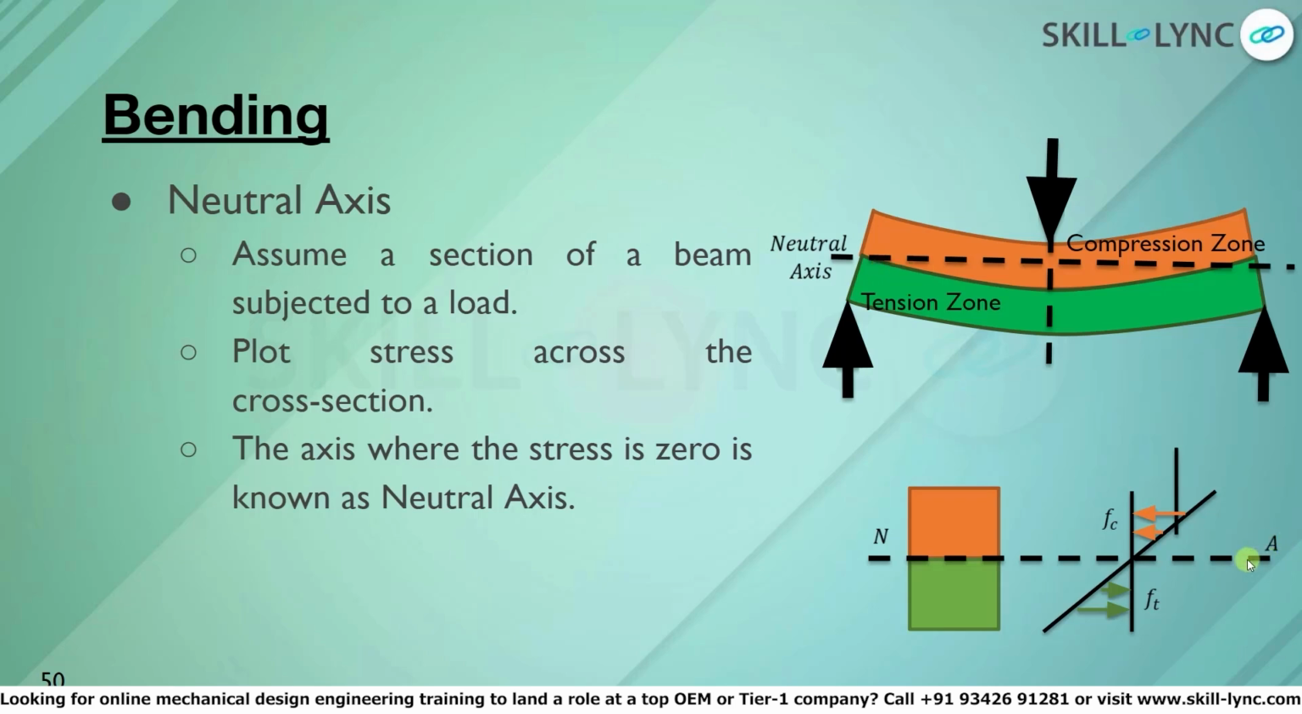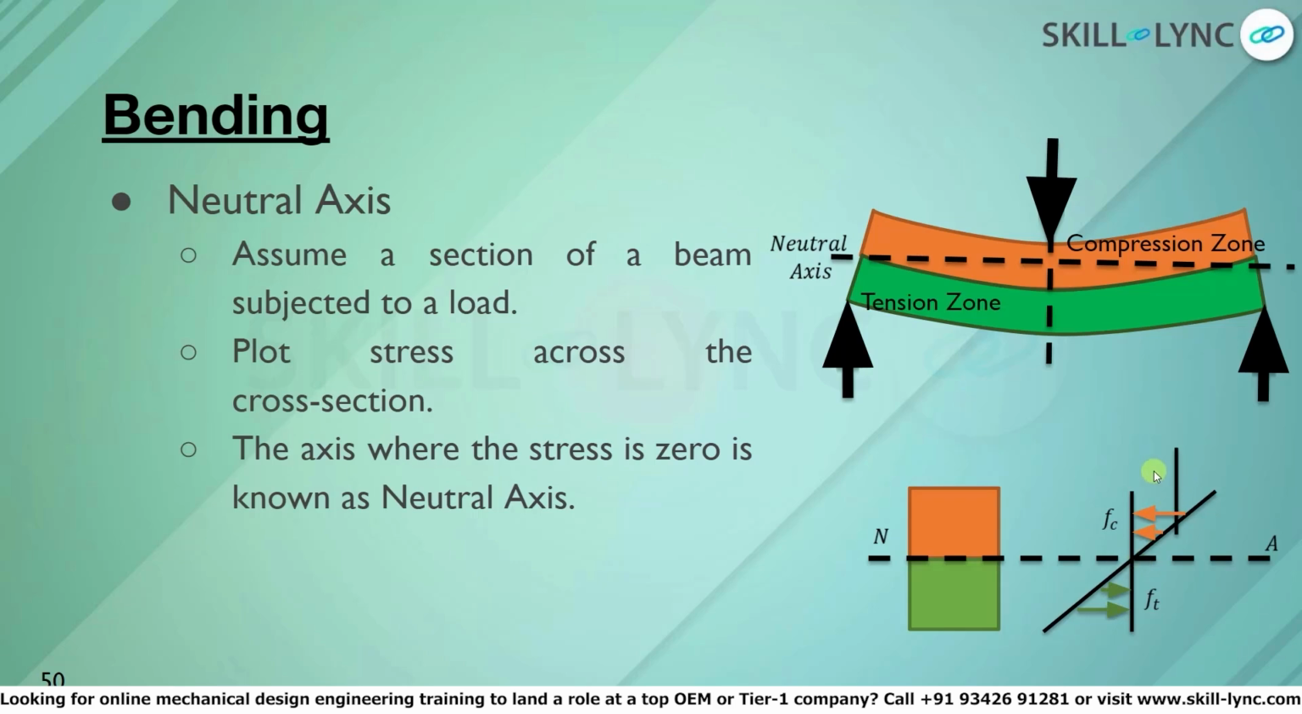When we plot the cross section of the beam and the stress across the cross section, first is tension, and we know that tension is maximum at the bottom. So if we can see here, the tension is maximum at the bottom and then it keeps reducing until it reaches one point where the value of tension is 0.